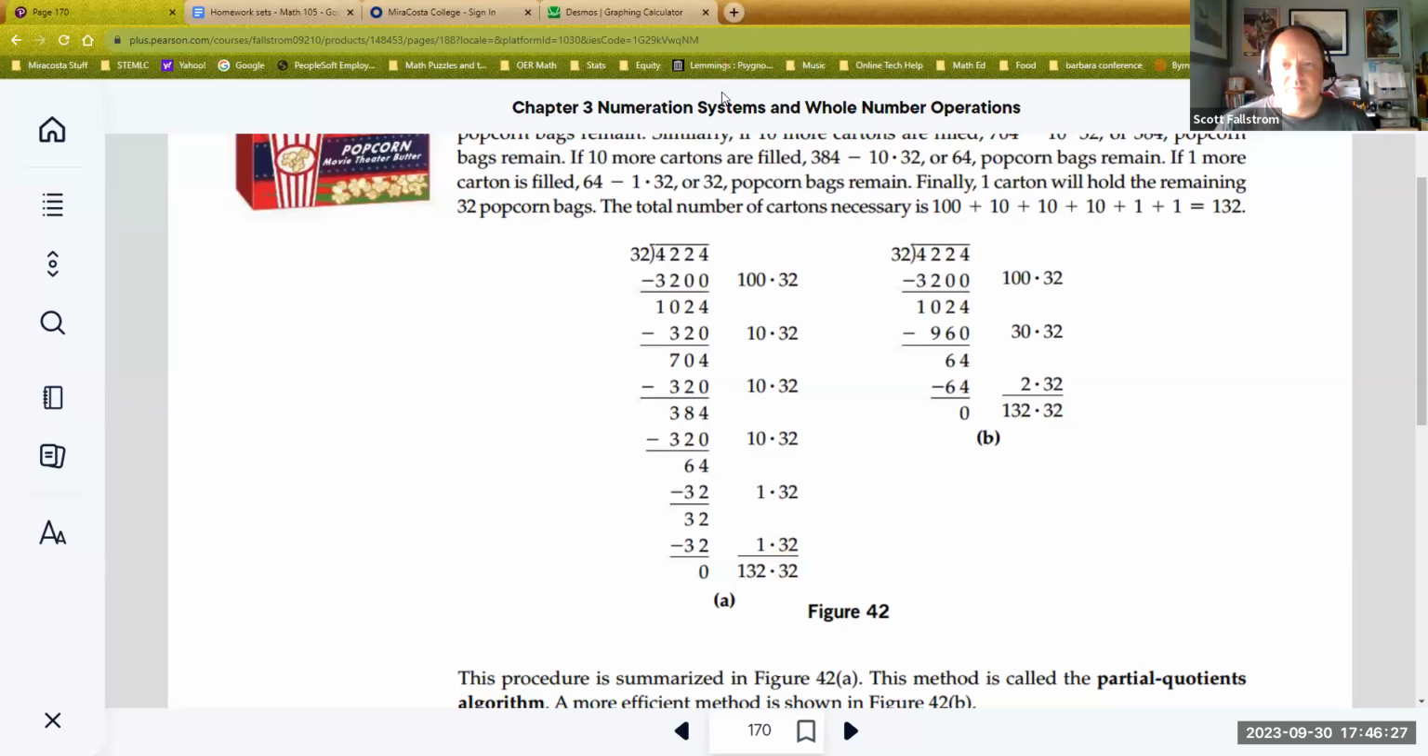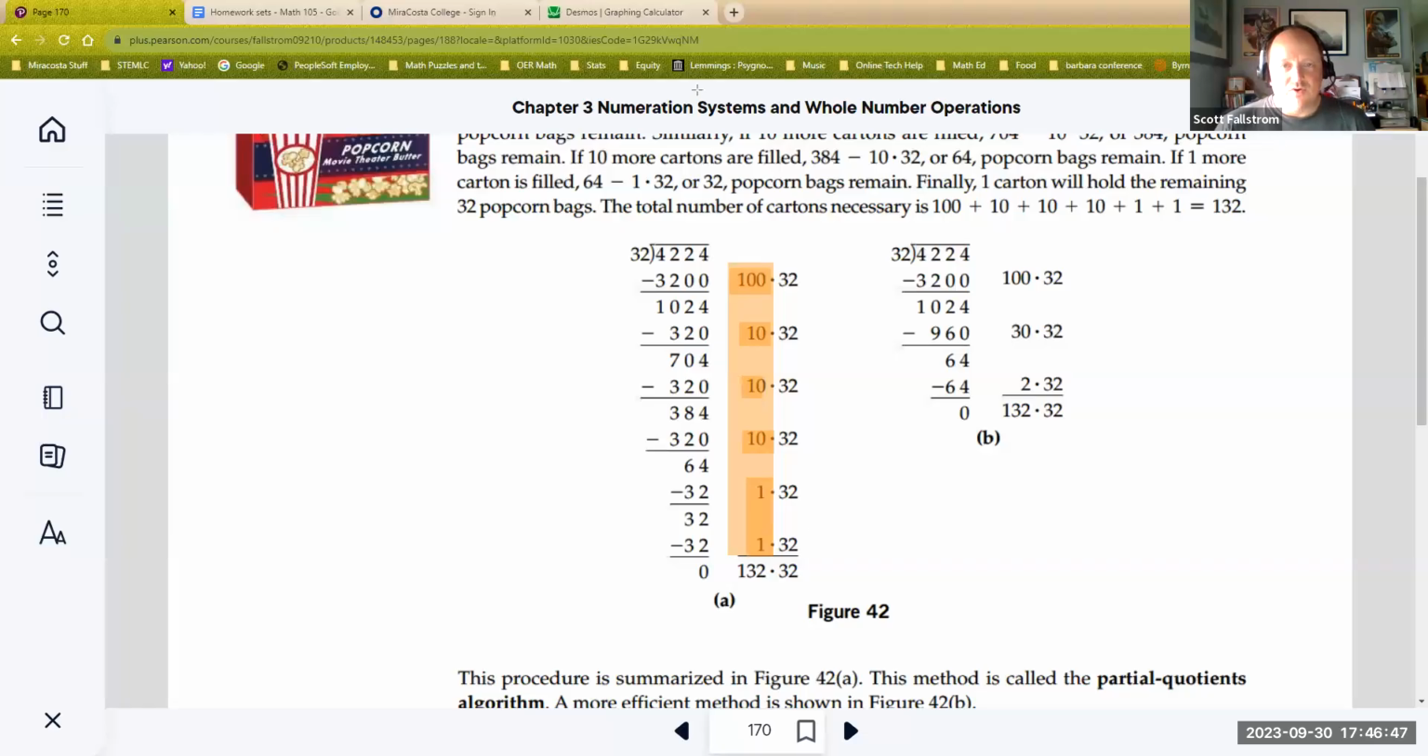The last step for this algorithm is to simply count up how many groups of 32 did you make. You had one group of 100, so 100, 10, 20, 30, that's 130, and the last piece would be 2, so 132.